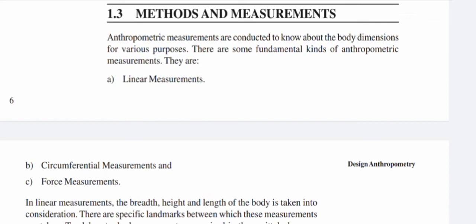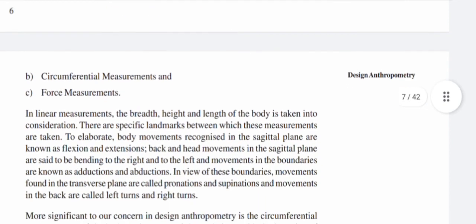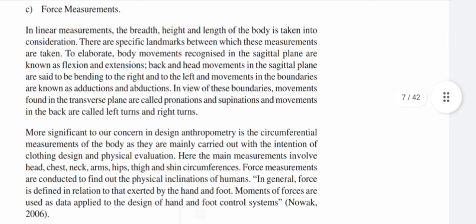There are some fundamental kinds of anthropometric measurements. They are linear measurements, circumferential measurements, and force measurements. In linear measurements, the breadth, height, and length of the body are taken into consideration. There are specific landmarks between which these measurements are taken.